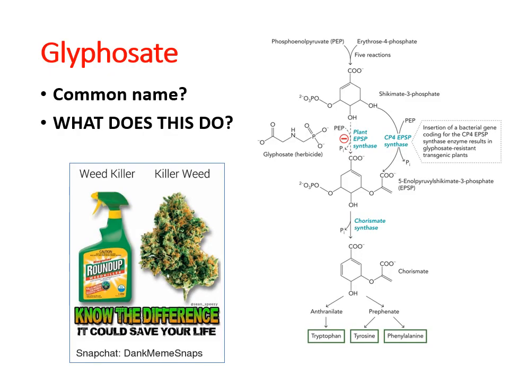Now, speaking of plants, that brings us to glyphosate. And glyphosate is a fancy word for Roundup, the herbicide Roundup that you see over here. And so the common name of it is Roundup. It's an herbicide that kills plants by blocking tryptophan, tyrosine, and phenylalanine synthesis. It inhibits the important plant enzyme called EPSP synthase.